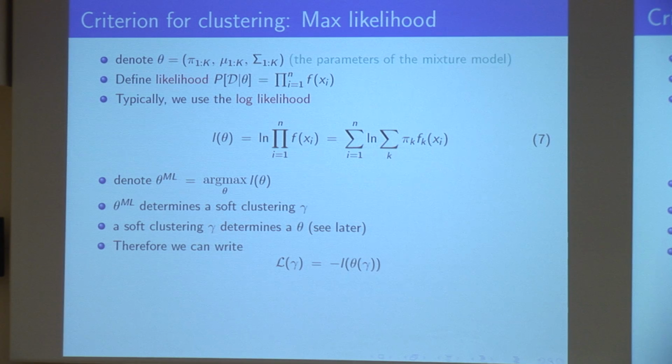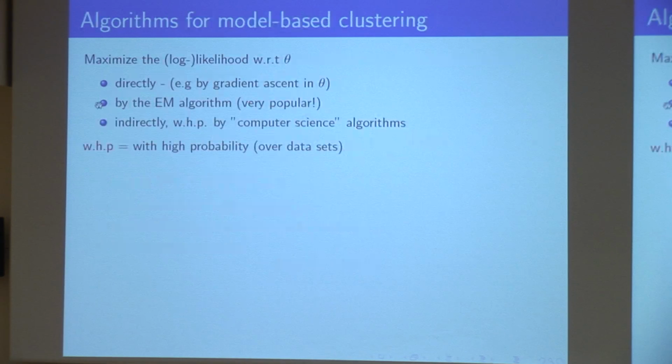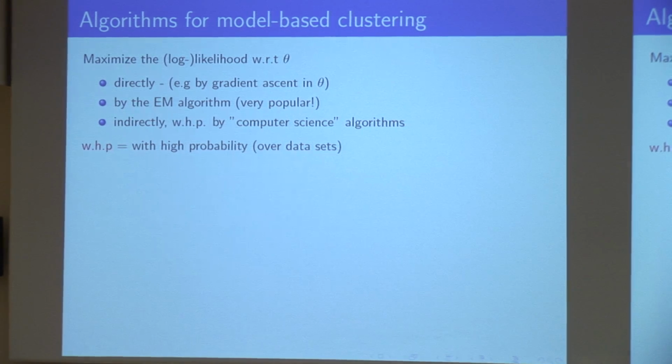And therefore, I can always write that the cost of a soft clustering, my L, which is always the cost of a clustering, is the minus log likelihood. It's minus because by convention I always minimize, and for likelihood I maximize. So the goal is to maximize the likelihood or minimize the cost. And how can I do it? Well, nobody talks about it, but I can just do gradient ascent on the parameters. And that, as gradient ascent does, converges to a local optimum of the log likelihood.